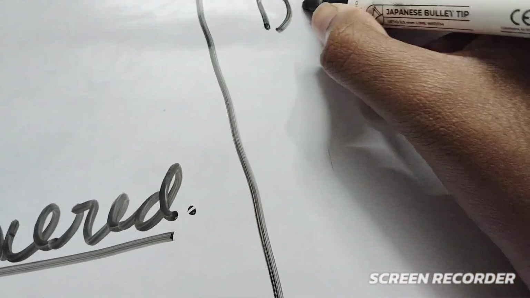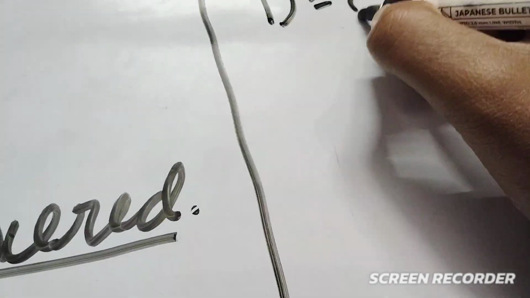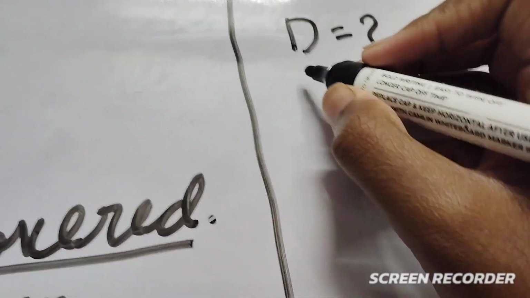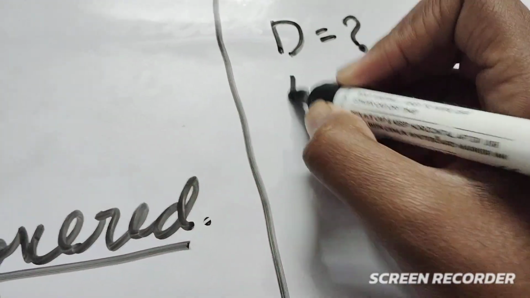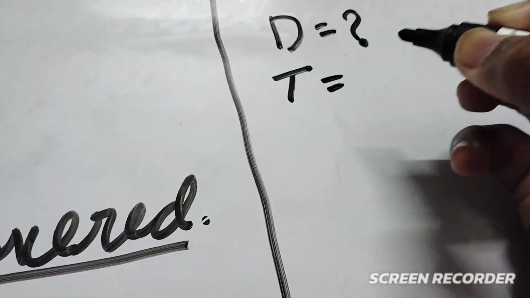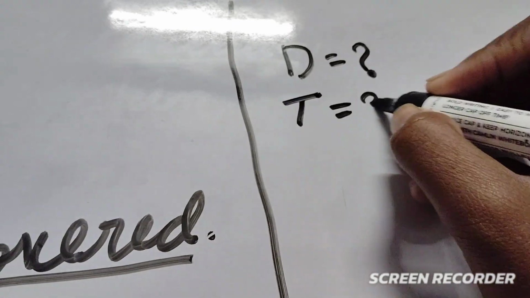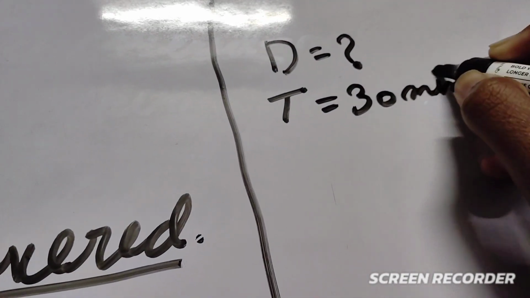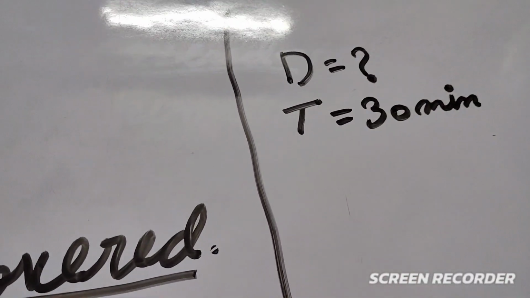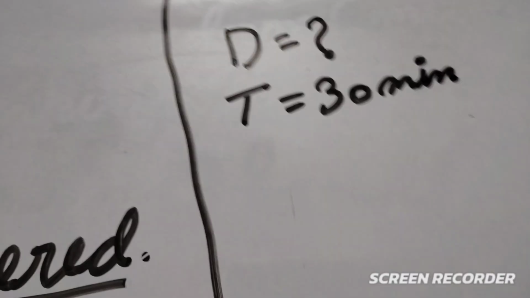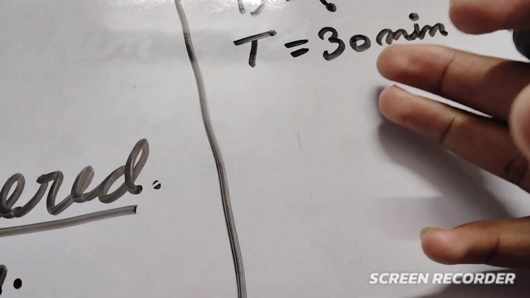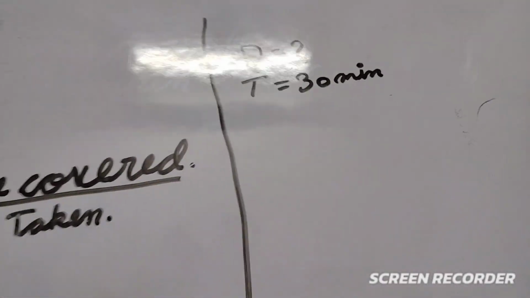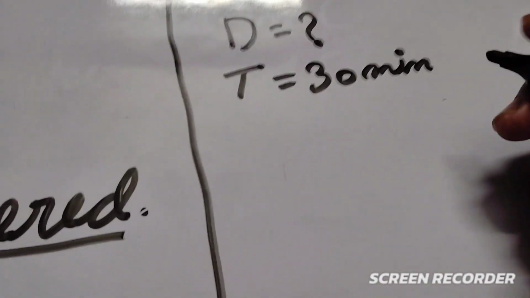So we have distance, we don't have distance given. We have no distance. They have not given us distance. Now the time is 30 minutes. But the speed is in kilometer per hour, so we have to convert minutes into hours.